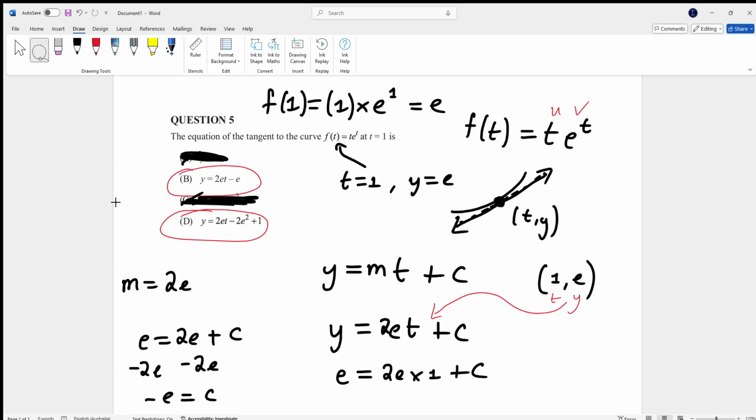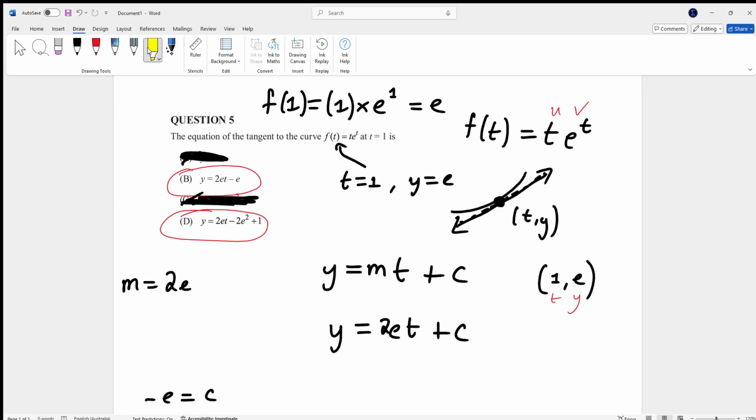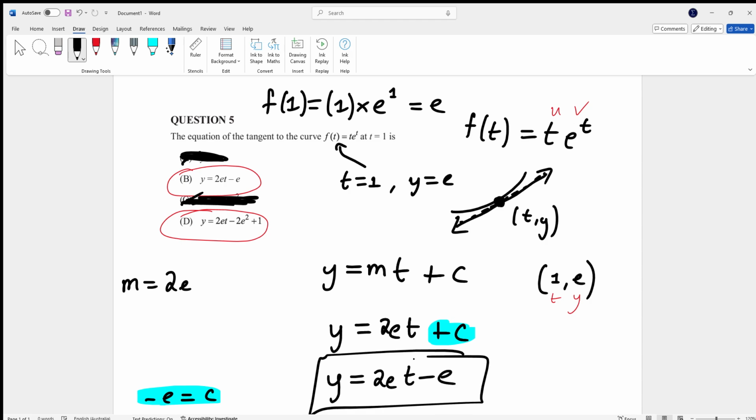So, in hindsight, actually let's just rub all this stuff out. If you need that working, just rewind the video, you'll be alright. Okay, so here we already know now what the c value is. It's negative e. So our tangent line is y equals 2et minus e. There you go. Perfect. So straight away, I know it's going to be B is your correct answer. But you could have taken a 50-50 shot. So B is your correct answer here.